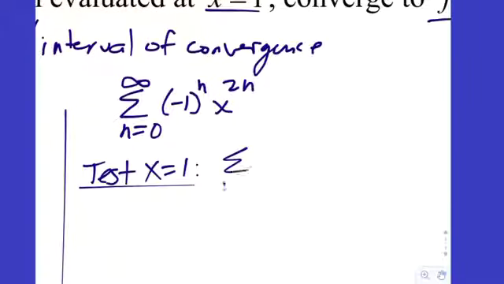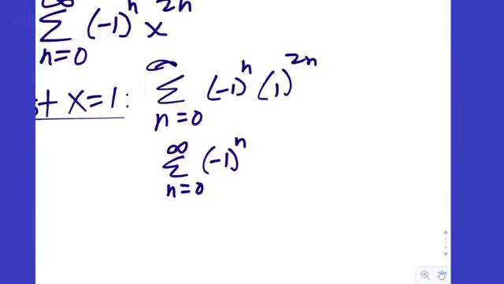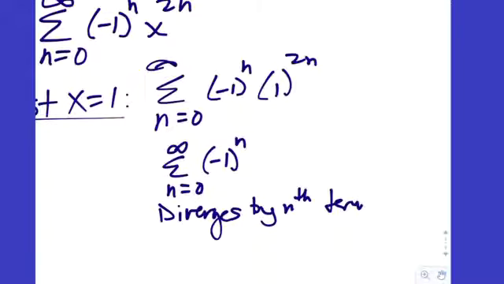When I plug it in, I get the sum from 0 to infinity of -1 to the n, 1 to the 2n. Well, what's 1 to any power? It's 1, right? That's truly something that is 1, not something that approaches 1. So I just end up with -1 to the n, which if you expand it is 1 minus 1 plus 1 minus 1. So this diverges by the nth term test.